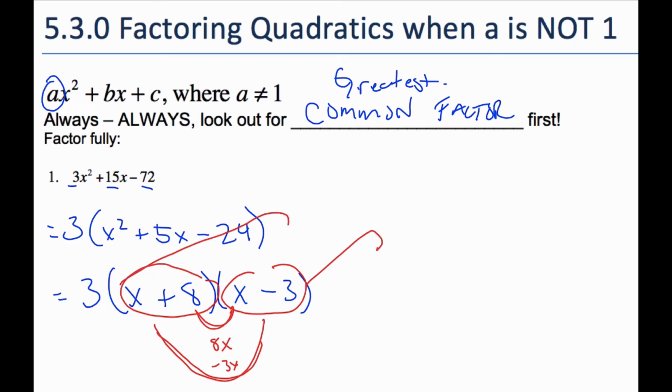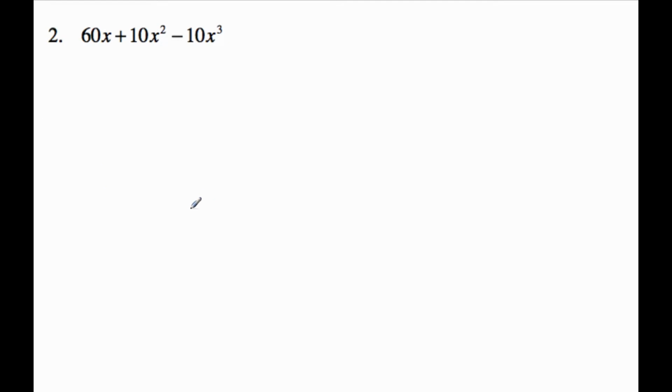All right, so let's try the next one. Oh, this one's a little trickier, I think. First thing we're going to look for is the greatest common factor to pull out. What do we see here, Miss Bui? We see 60, 10, and 10. So what is the greatest common factor of 60 and 10? Oh, 10. It will be 10. Oh, and I even got x's as well. I can pull out a 10x.